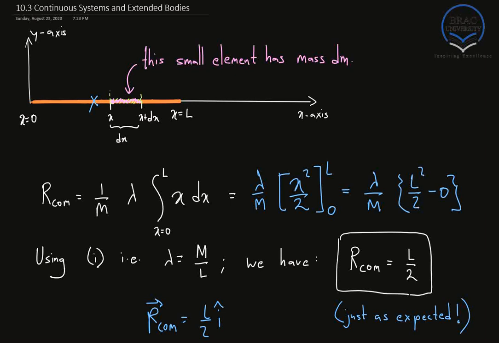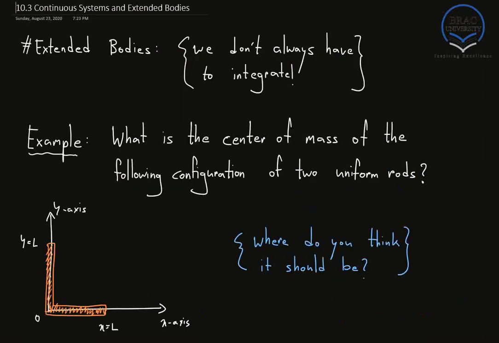Here's one trick we can use. Suppose we have an extended body made up of a number of continuous systems. Here's one example. For example, suppose you have two massive rods of length L, right? You've joined these two rods together to create such an extended system, right? This is also a continuous system, but you can think of it as being made up of two simple continuous systems. This is an extended body like this, right? The question is, what's the center of mass of this configuration?